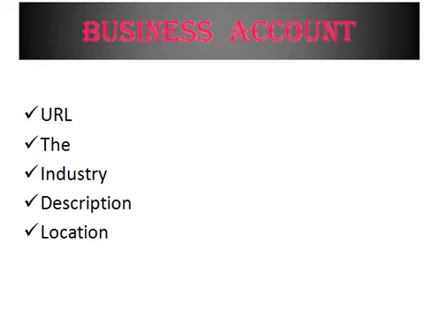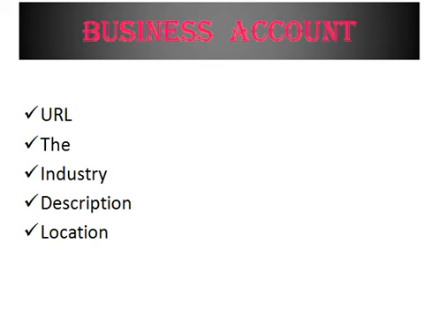Now comes location. You will see many accounts with business name India, business name US. So whatever it may be, location. So again repeating the points of business account: URL, the you can add, industry you can add, description you can add, location you can add.